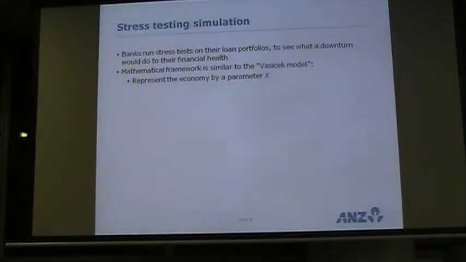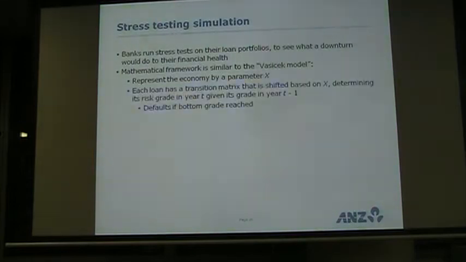Basically, though, you represent the economy by a parameter x. Each loan has a transition matrix that is shifted based on x, determining its risk grade in a given year, given its risk grade in the previous year. And a loan defaults if it gets to the bottom grade. So, for example, Standard & Poor's has, I think, 10 or 12 different grades. The best is AAA. The worst is, I think, F or D or something.